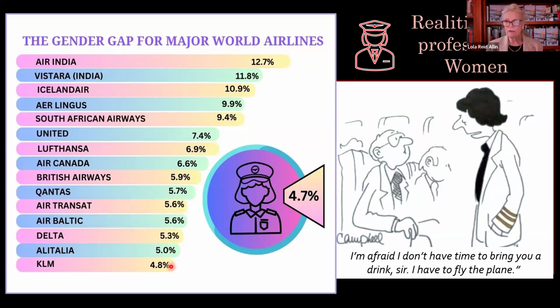When we look at a man in a pilot uniform, we assume that man is the pilot. When we look at a woman in uniform, even though she is wearing a jacket with 3 or 4 stripes, we're assuming something else. We see a woman first, and we forget to look at the outfit. I'm afraid I don't have time to bring you a drink, sir. I have to fly the airplane. Other common questions are, aren't you just keeping the seat warm? Or where's your husband, boyfriend? Where's the pilot?